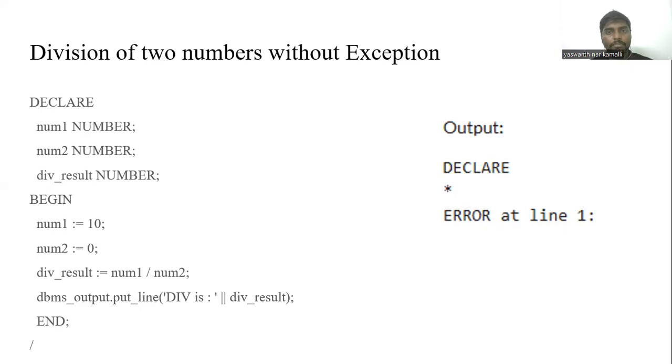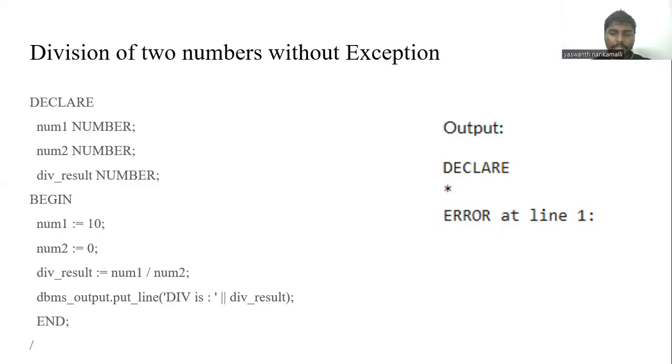Anything divided by 0 is infinite. Everybody knows that the computer cannot show the infinite value. It will show that it is an error program, and an exception will be thrown. If I write it like this, the output should be this. It is showing some error at line 1. Line 1 is correct, but even though line 1 is correct, it is still showing an error in line 1. This is the issue. We can handle this kind of exception by using exception handling.